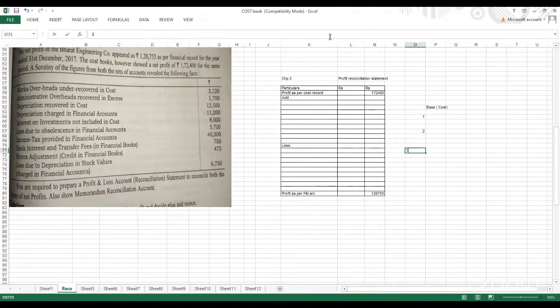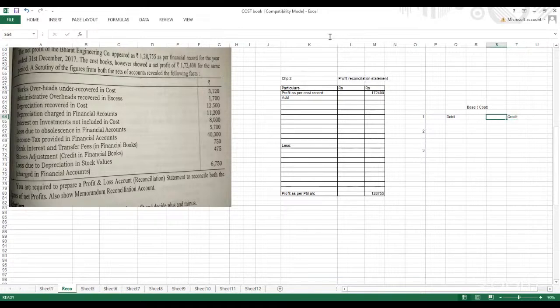Okay. Three steps are to be followed to solve this. Step 1 is you decide whether the given item in the table is a debit item or a credit item. Around 8 to 9 items are there. We have to first determine that. That is step 1.